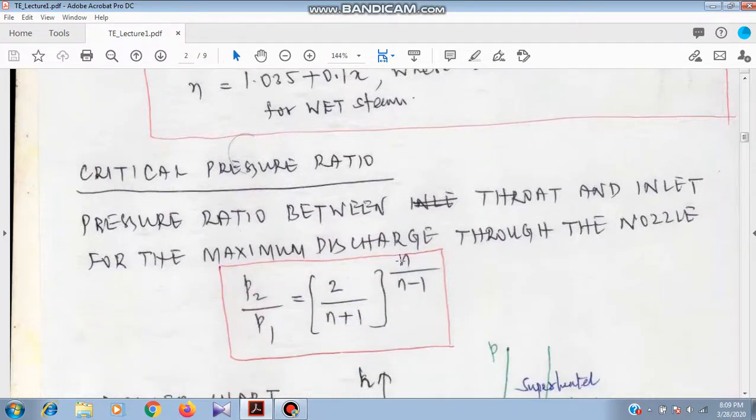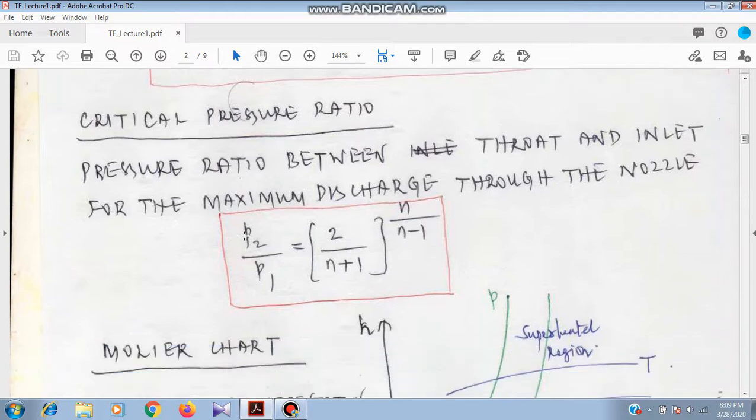And there is one more important term, called the critical pressure ratio. Its derivation is very important, that we will do in class. The definition is, it is the pressure ratio between throat and inlet for the maximum discharge through the nozzle, and that is a constant, and depends on the value of n.